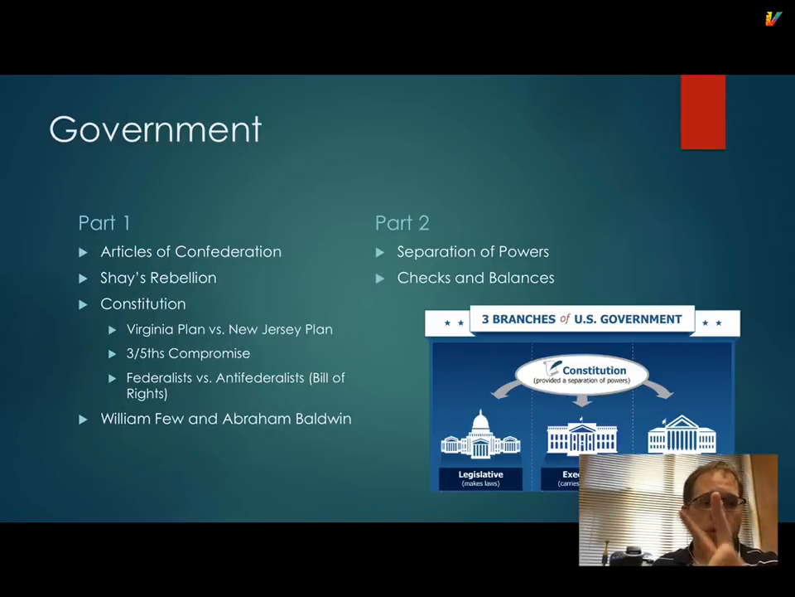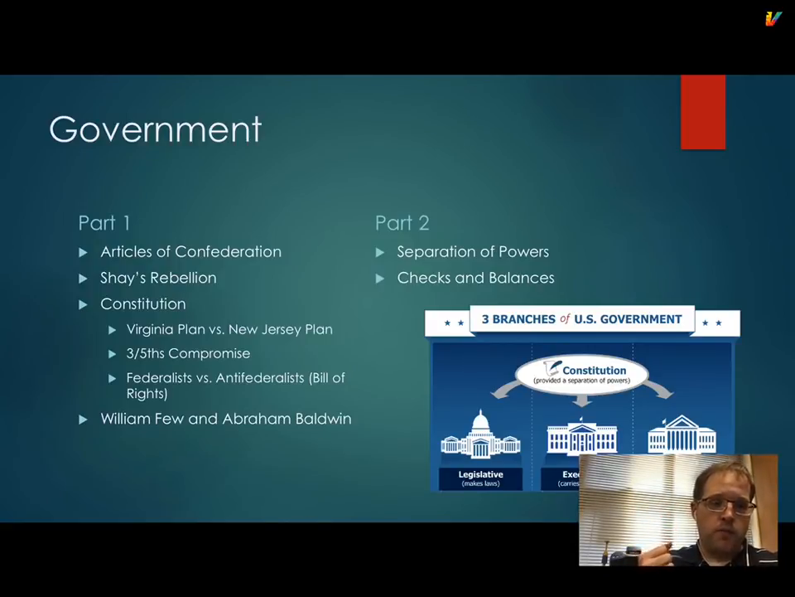Then there are two principles of government that you have to know. Separation of powers, the three branches of government. That's what it is. And we know that the executive enforces the law. We know that the judicial interprets the law, meaning they decide how the law is supposed to be applied. And then the legislative branch makes the laws, okay?